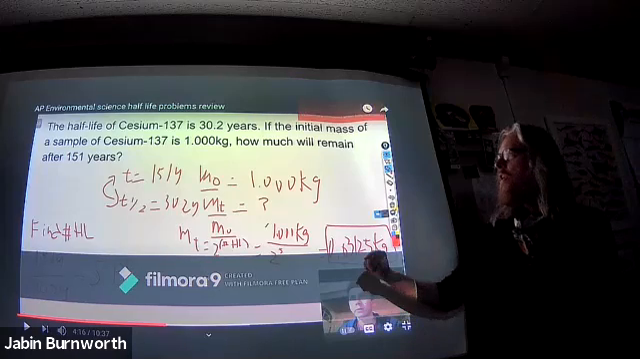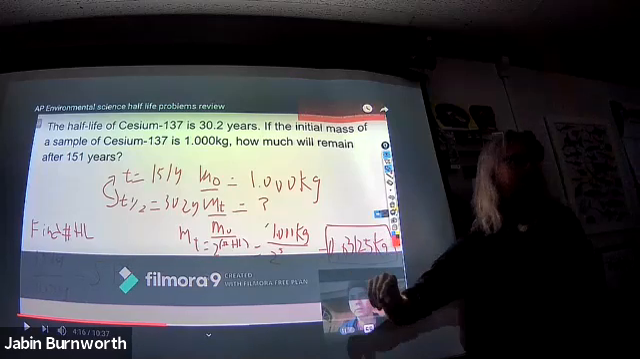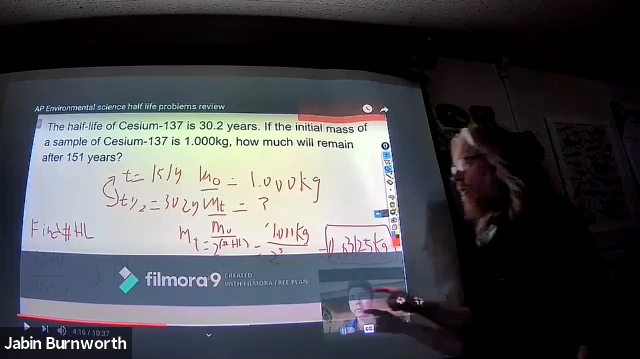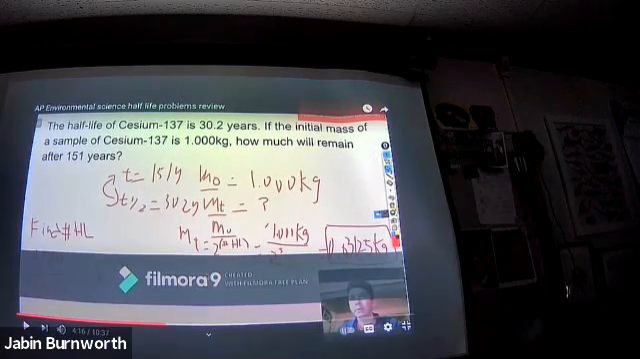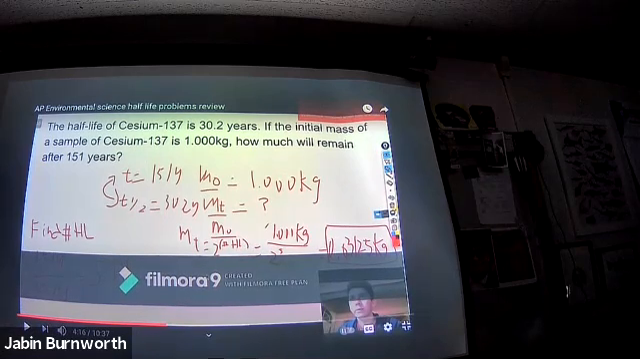Okay, is there another way to do this, math people? I can get my 5 half-lives. Is there any other way to do it than 1,000 divided by 2 to the 5th? You could do 100 divided by 2 5 times. That's the other way. So if you're logically freaking out and you don't know how to get this, you can just take 1 divided by 2 5 times. Okay, y'all with me on that?